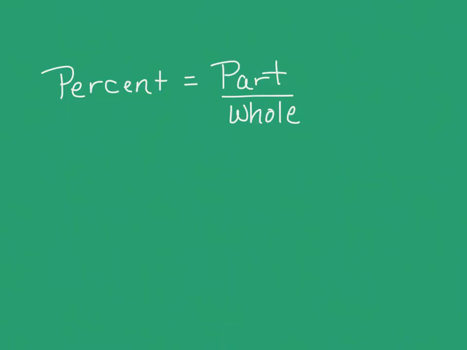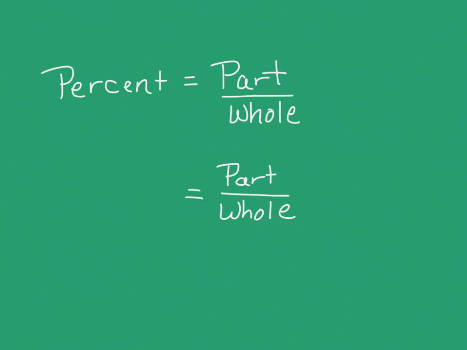A percent is a part to whole comparison. So one way to calculate a percent is to make a fraction. We put the part on the top and the whole on the bottom, and then we just change that fraction to a decimal, and then we can change it to a percent.